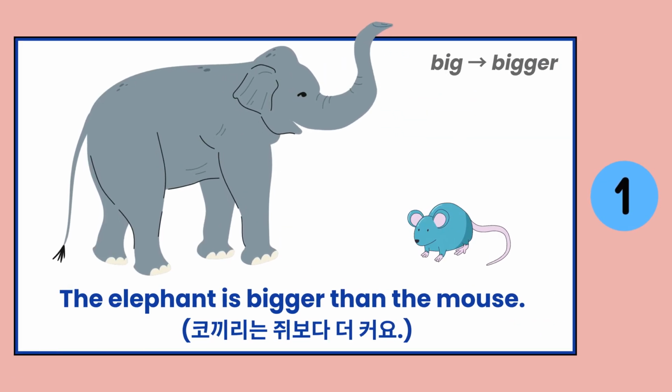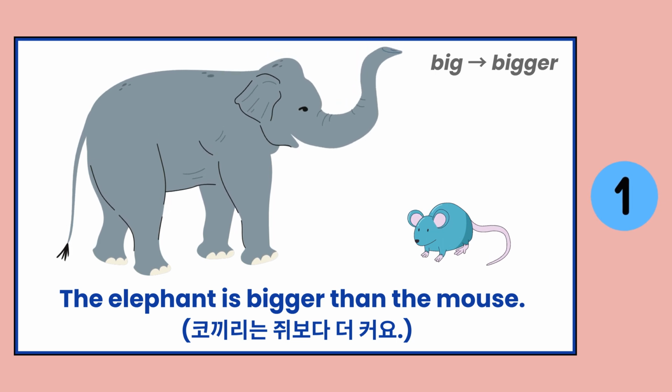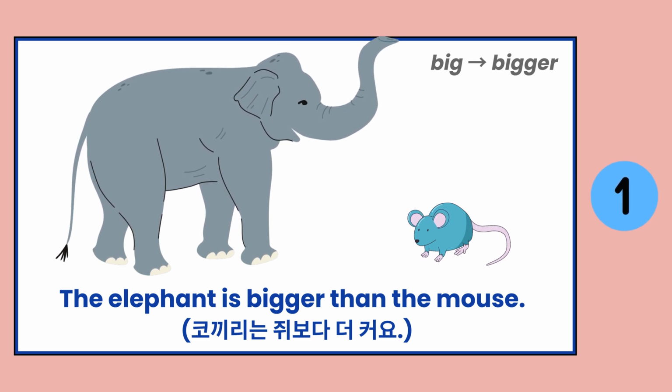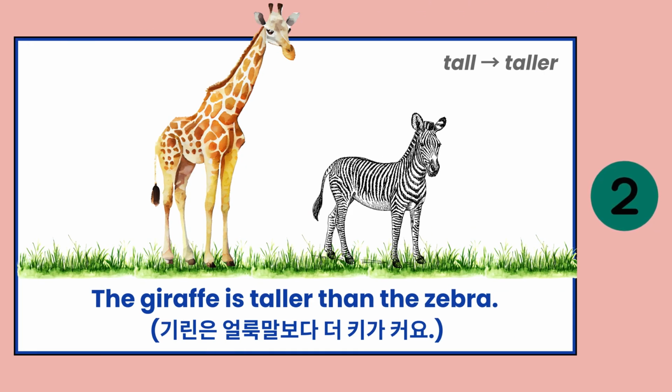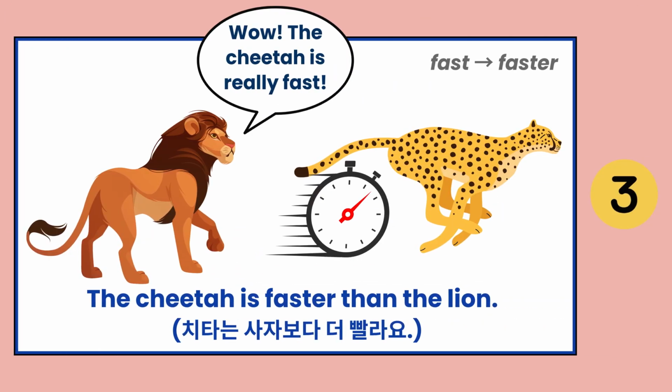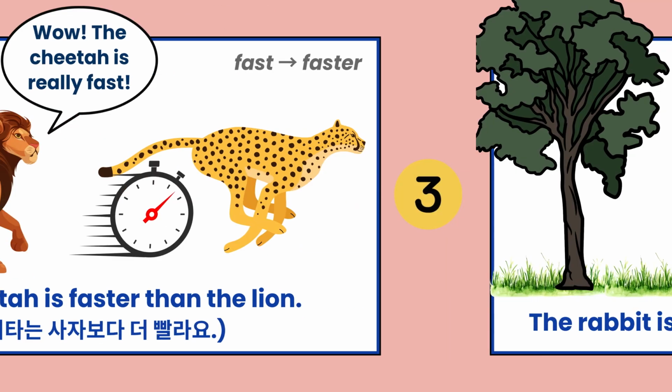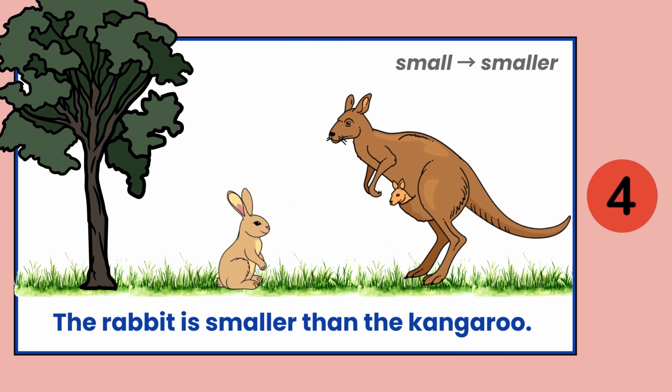The elephant is bigger than the mouse. The giraffe is taller than the zebra. The cheetah is faster than the lion. The rabbit is smaller than the kangaroo.